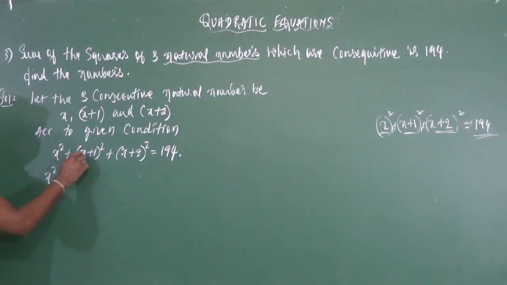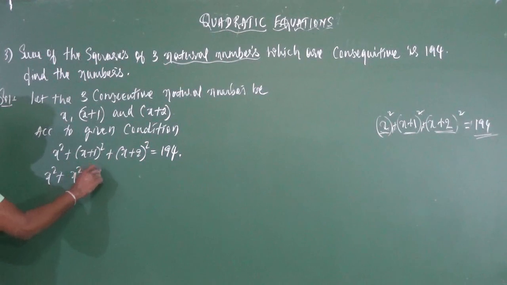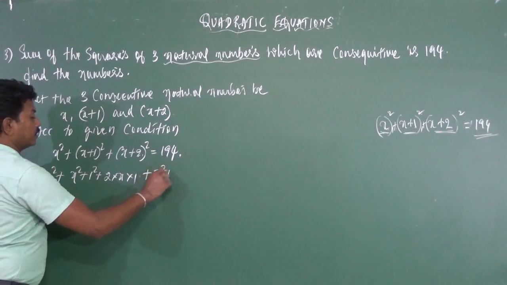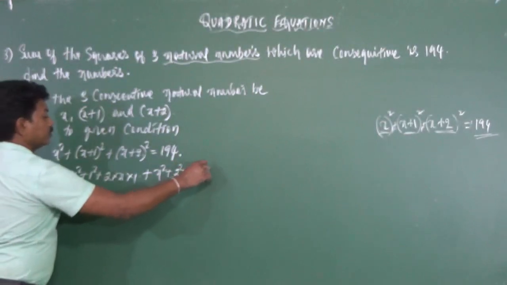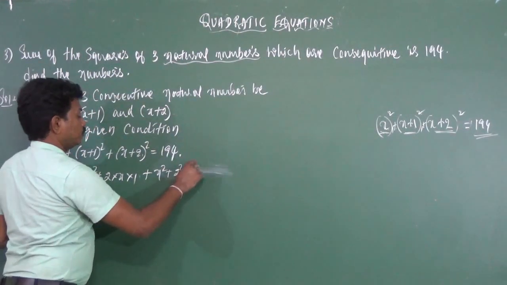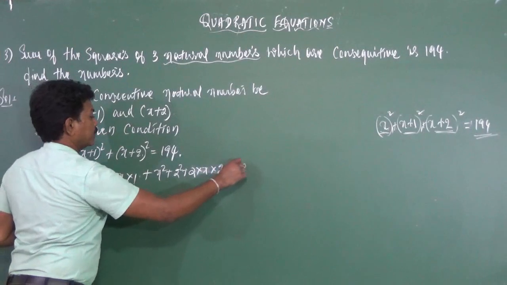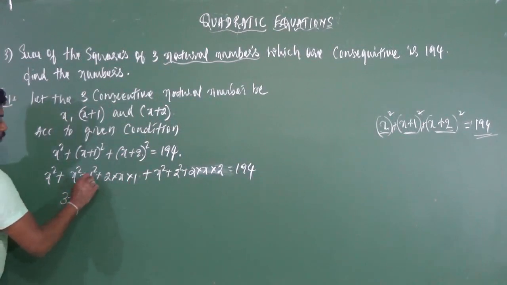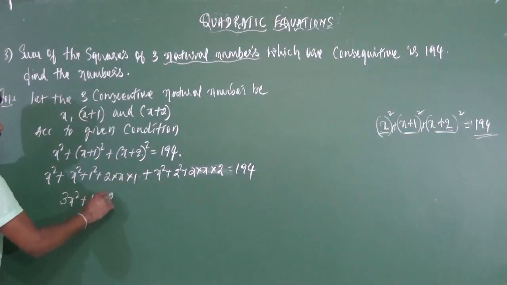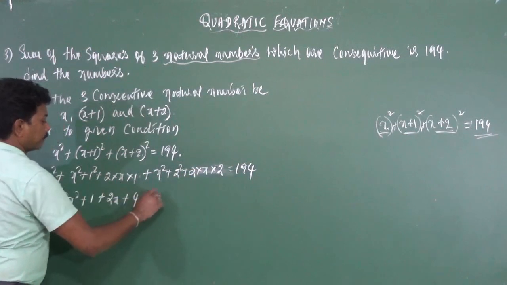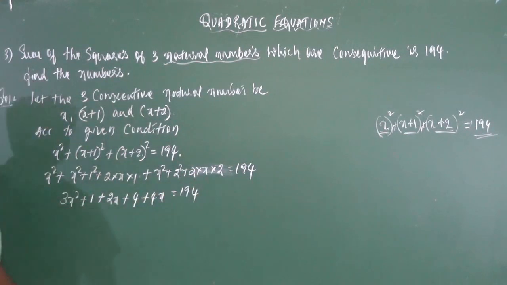So x square, plus (a plus b) whole square, that is x square plus 1 square plus 2 into x into 1, plus (x plus 2) whole square is x square plus 2 square plus 2 into x into 2, is equal to 194. Okay, x square plus x square plus x square is 3x square, plus 1 square is 1, plus 2 into x into 1 is 2x, plus 2 square is 4, plus 2 into x into 2 is 4x, is equal to 194.